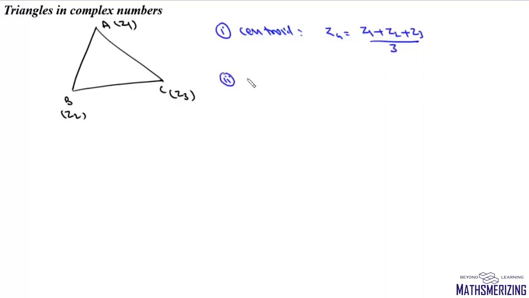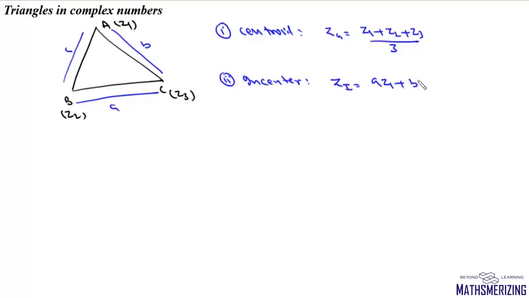And next is incenter. Now suppose length of this side is a, length of the side is b, and length of AB is c, then coordinate of incenter is given by (aZ1 plus bZ2 plus cZ3) upon (a plus b plus c). So we can find center of incircle for this triangle ABC.